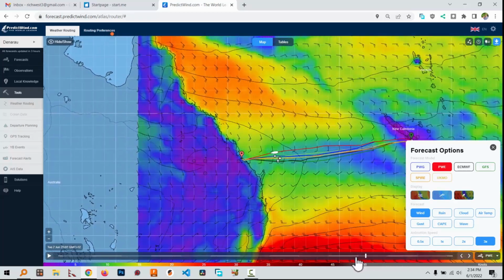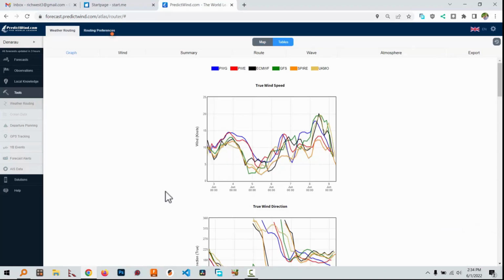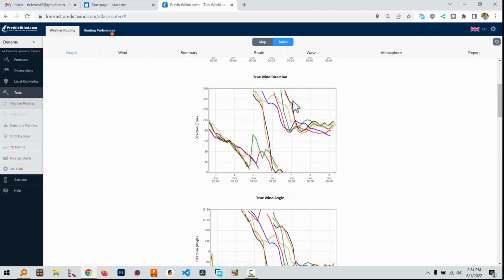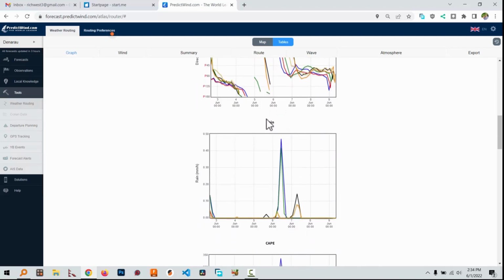Not too bad. Now, pictures are one thing, but let's actually look at some data. Here's the graphs, and these are really handy. One is by looking at all these models kind of converging and giving more or less the same forecast, I have a lot of confidence that they're pretty accurate. And we see that the wind gets up to about 20 knots maximum. Now, that's not gusts, that's sustained wind. True wind direction, for me, this is kind of hard to read, so I don't really look at the wind direction or wind angle there.